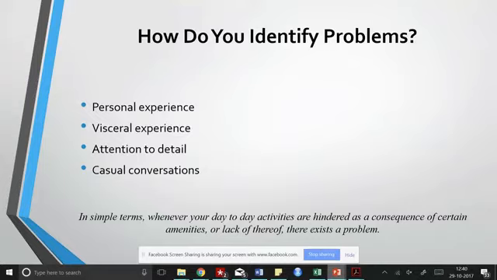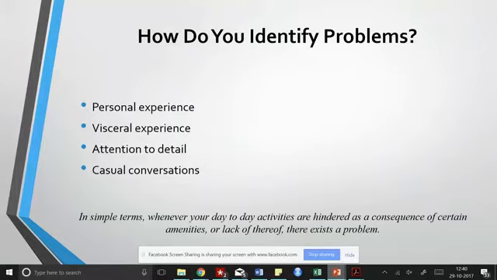First is, of course, personal experience, as I just mentioned. Second is visceral experience. This is where probably a best friend of yours or a very good friend comes and tells you that, I could not go to class early today because the bus was late, and it's probably the 5th time this week that this is happening. So when they say something like that, you understand that this is definitely a problem that I should think about.